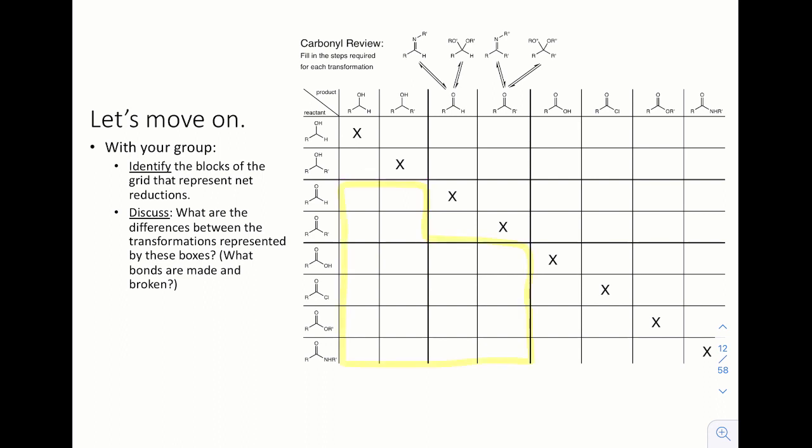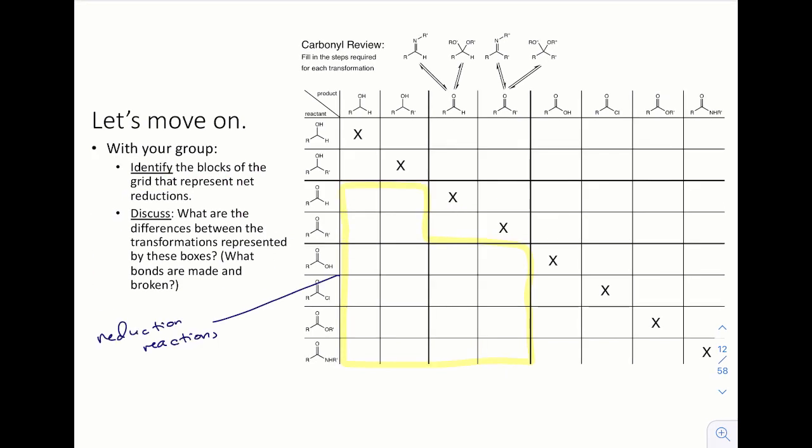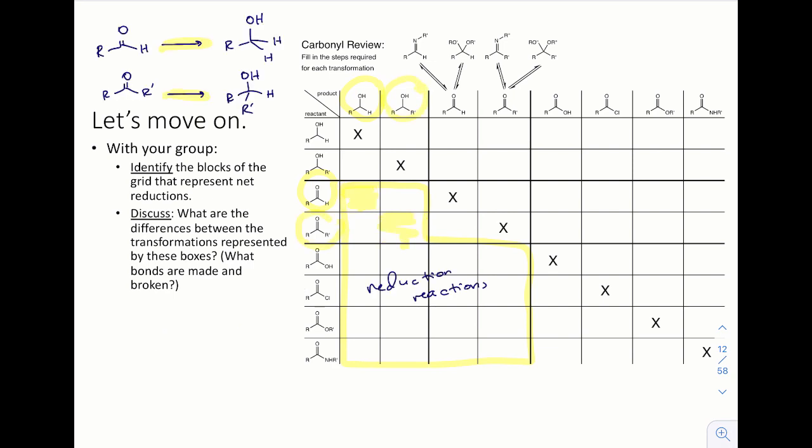It would be very helpful if you would pause and determine which bonds are made and broken in these reduction transformations. You should also fill in the reagents for these transformations here, from aldehyde to primary alcohol, from ketone to secondary alcohol. You already know these reagents. These transformations from aldehyde to primary alcohol or ketone to secondary alcohol can be conducted in two ways.